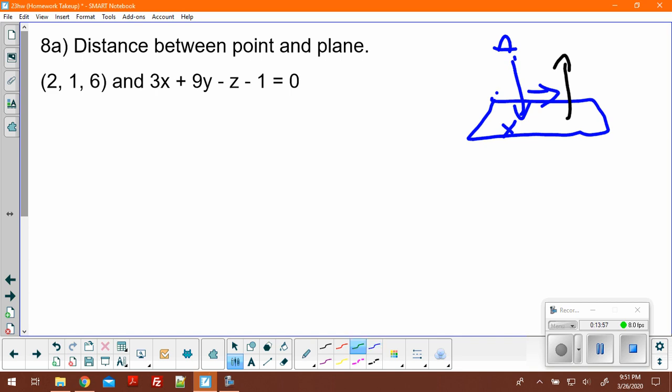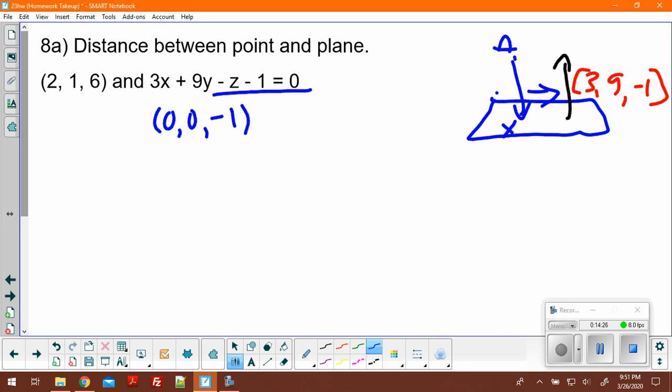So my normal vector from my equation is 3, 9, and -1. Okay, again, to go easy on myself here, for the point on the plane, let's do something like my z-intercept. So 0, 0, z, -z minus 1 is equal to 0. So if I solve that, I think I'm going to get z is equal to -1, right?